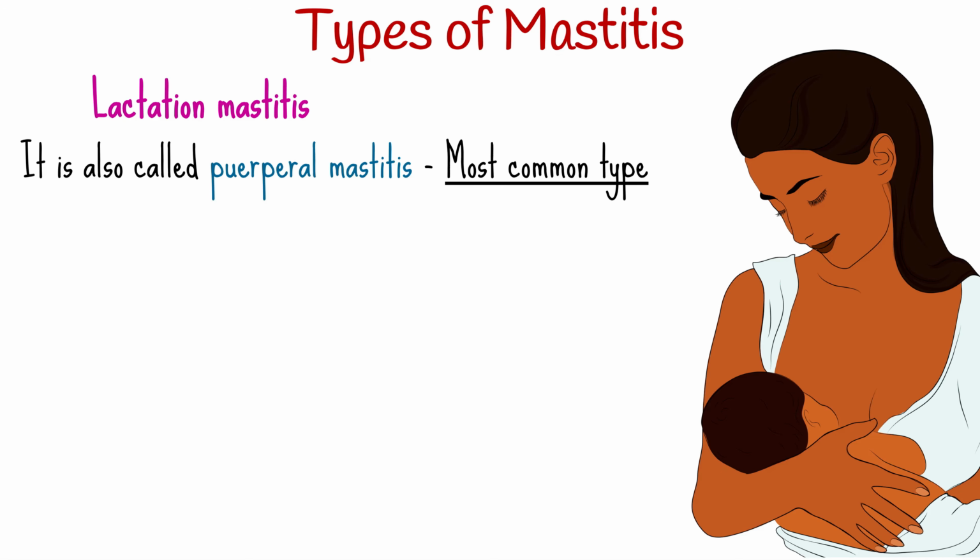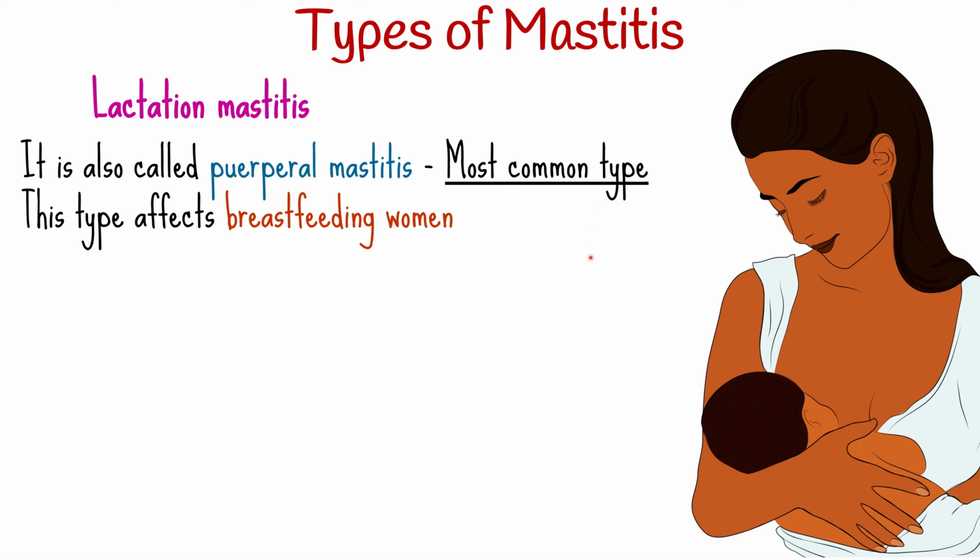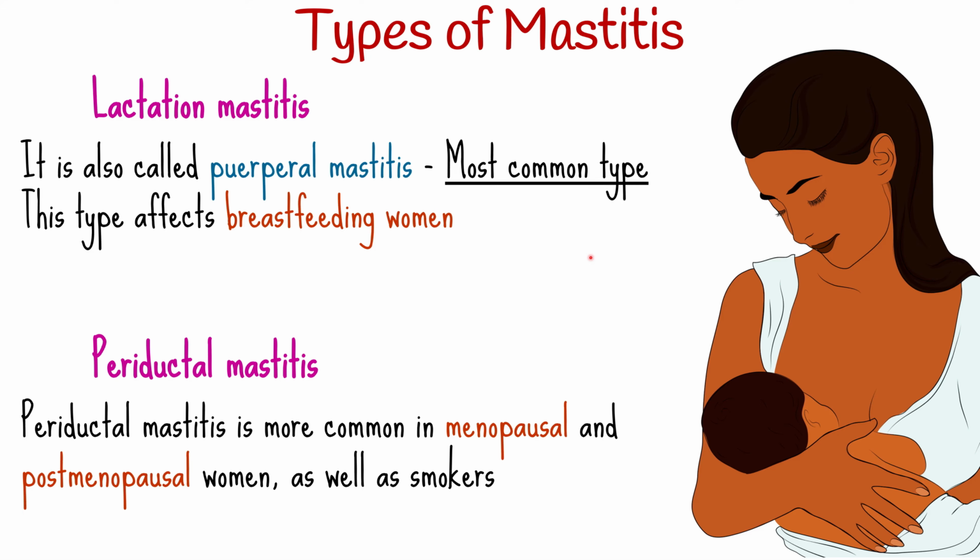The different types of mastitis include lactation mastitis. It is also known as puerperal mastitis. This is the most common type. It mostly affects breastfeeding women. And the second type is periductal mastitis. Periductal mastitis is more common in menopausal and postmenopausal women, as well as smokers.